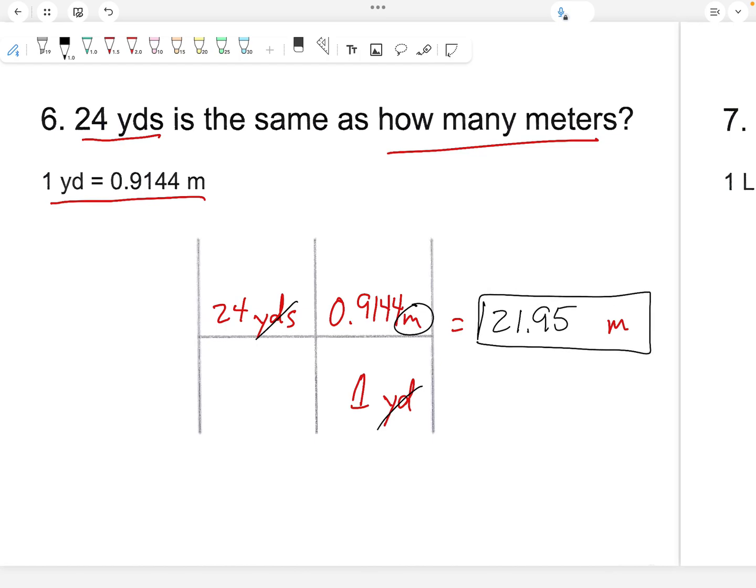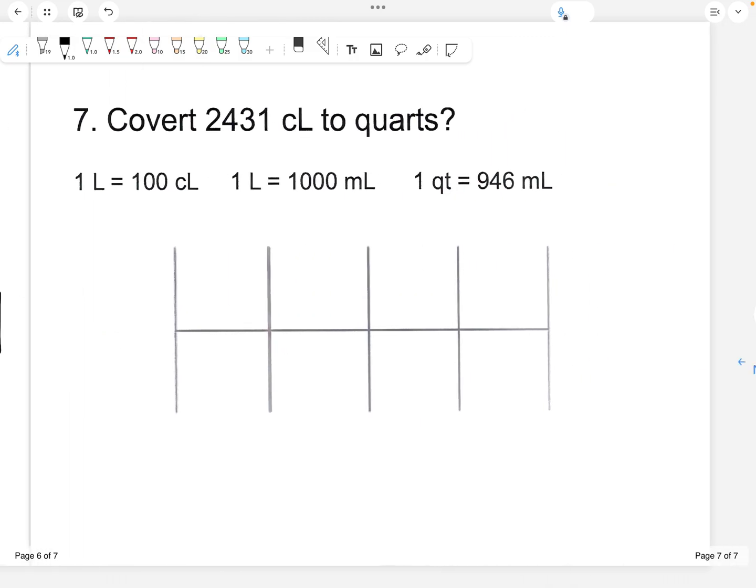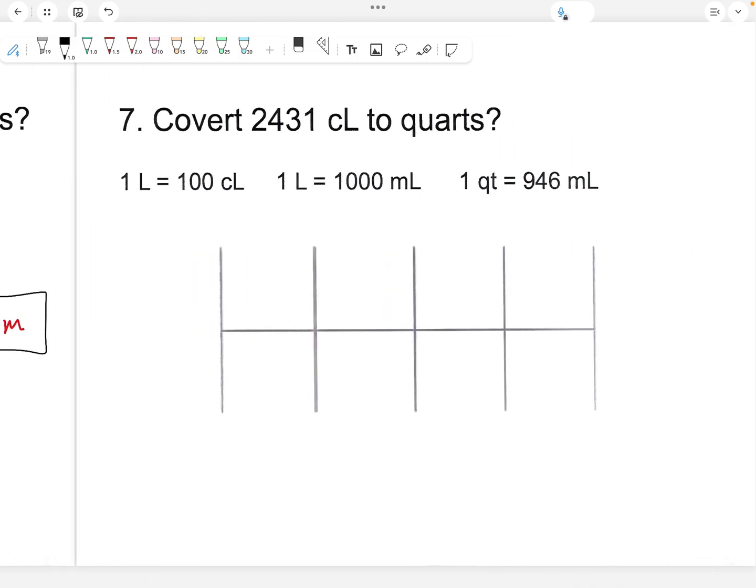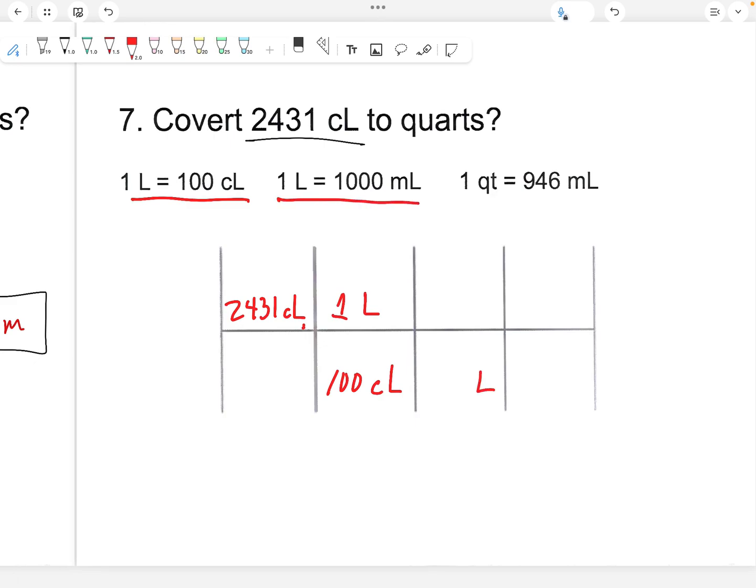21.95 meters. And number 7, converting 2,431 centiliters to quarts. Writing down what we are given, 2,431 centiliters. And the conversion factor that has that is this one. So centiliters is going to go down here because the unit is in the upper left right there. So that's 100 centiliters equals 1 liter. And since we wrote down liters in that upper left part, we're going to put liters down there. And the only other conversion factor that has that is that one.